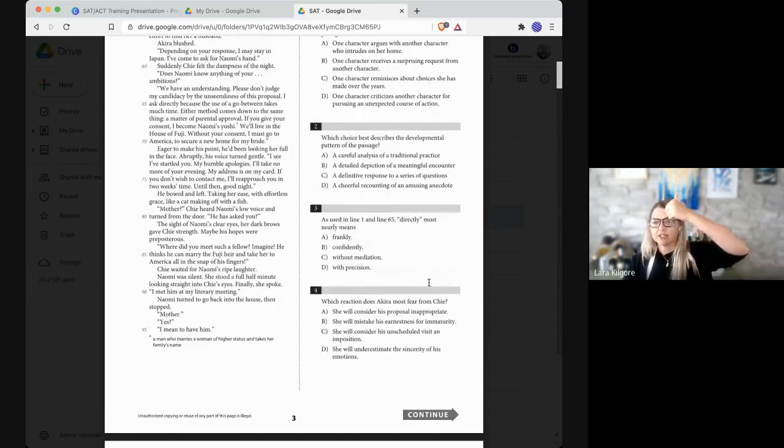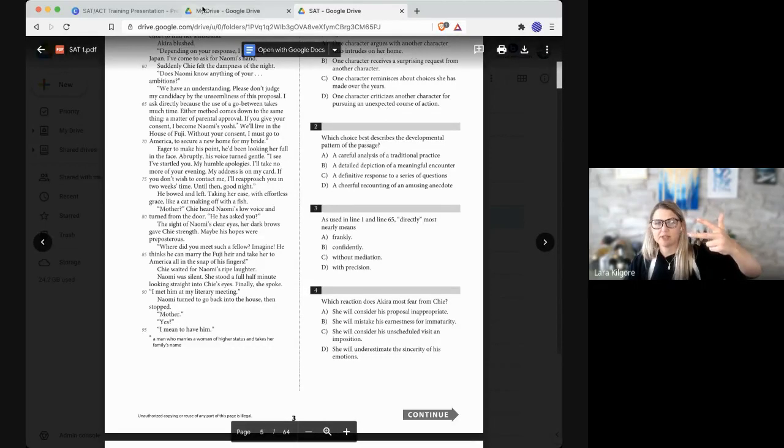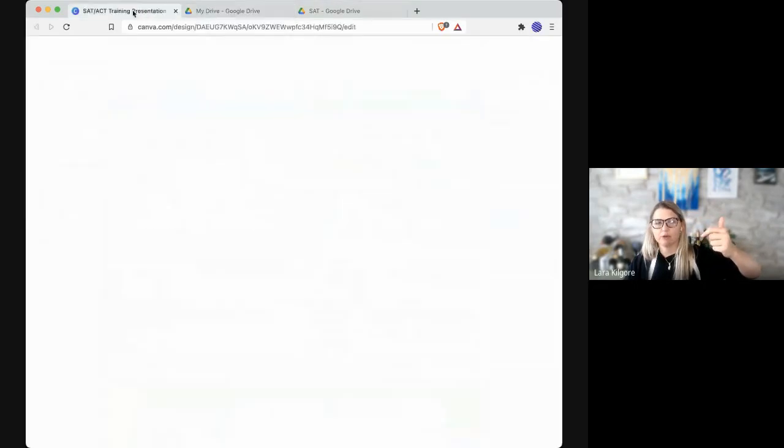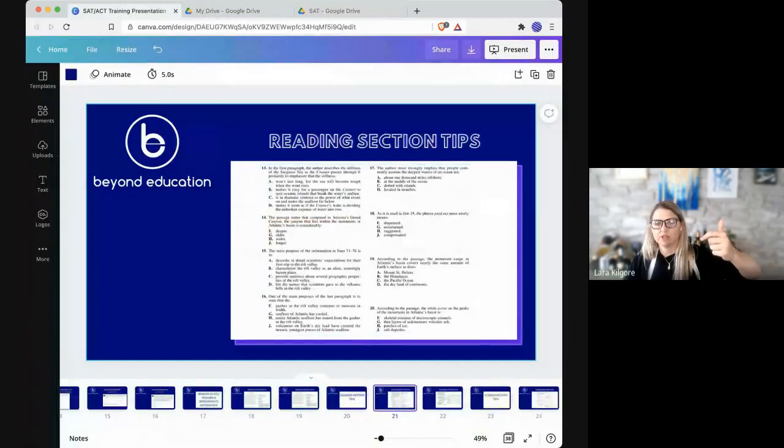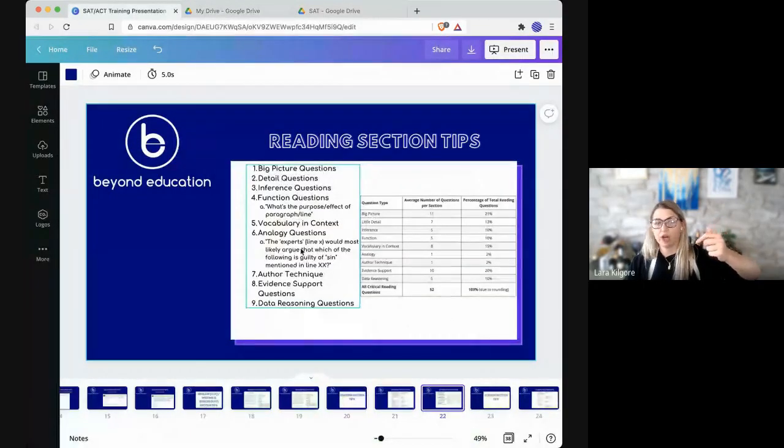So reading section: active reading, reading the entire passage, then answering the questions, not going back and forth like you would in the English section. Having some familiarity with the question types. I don't tend to drill students per se on knowing all 9 question types. I haven't found that tends to be really helpful, but maybe just knowing that there are and then moving forward.